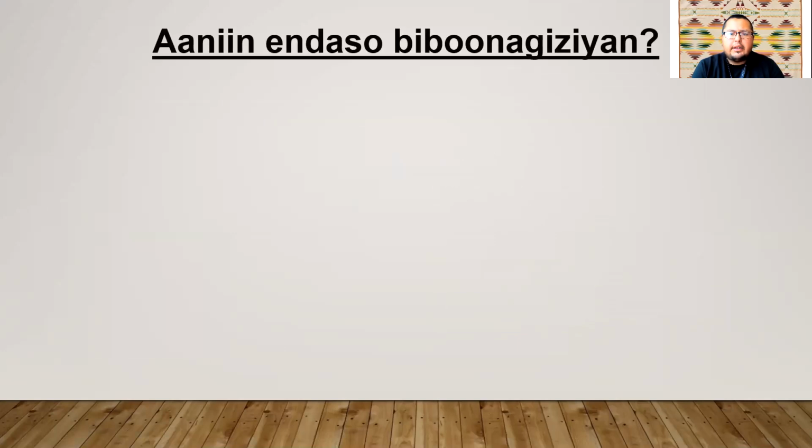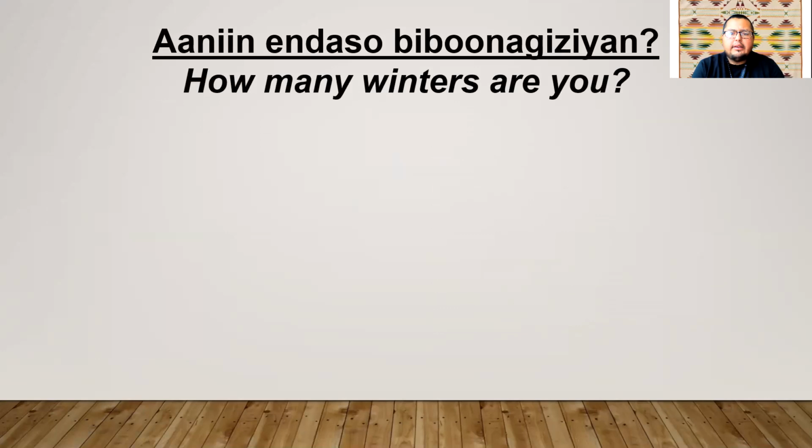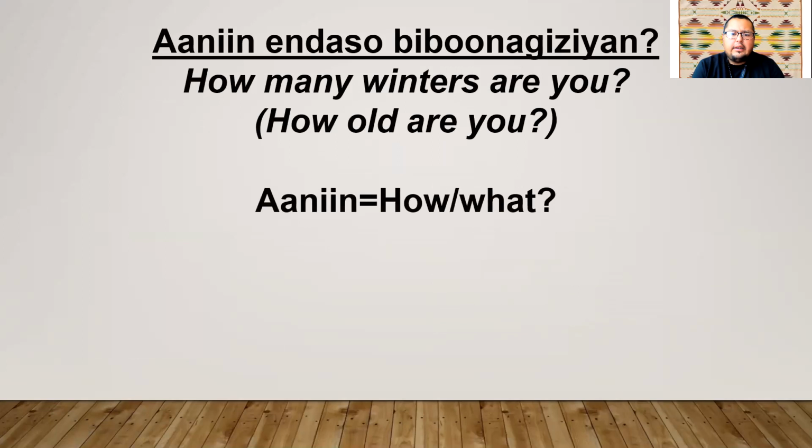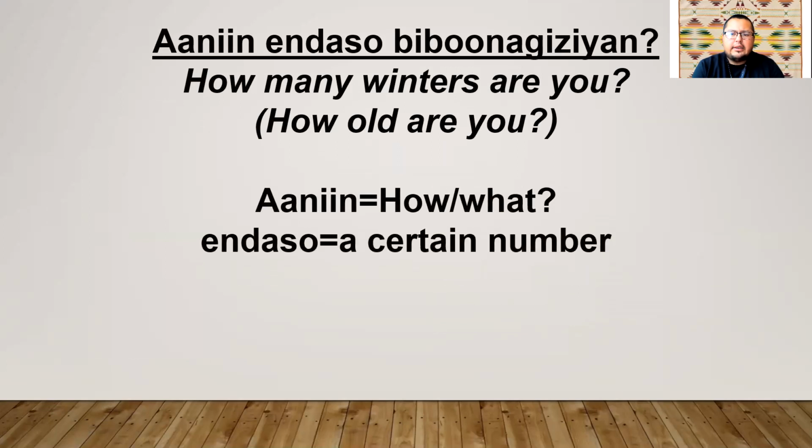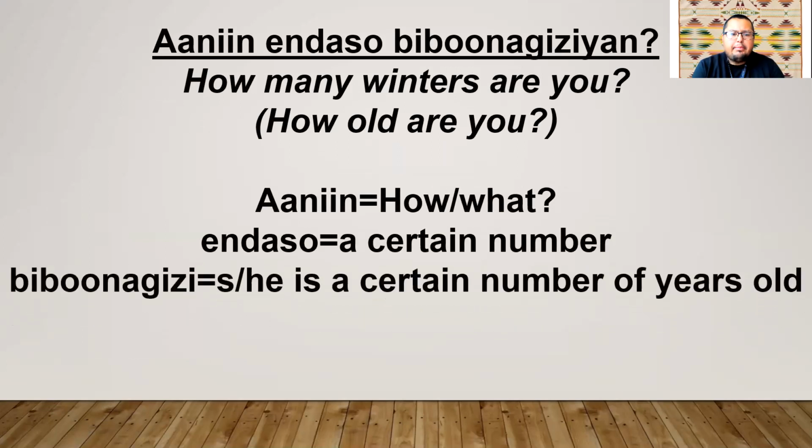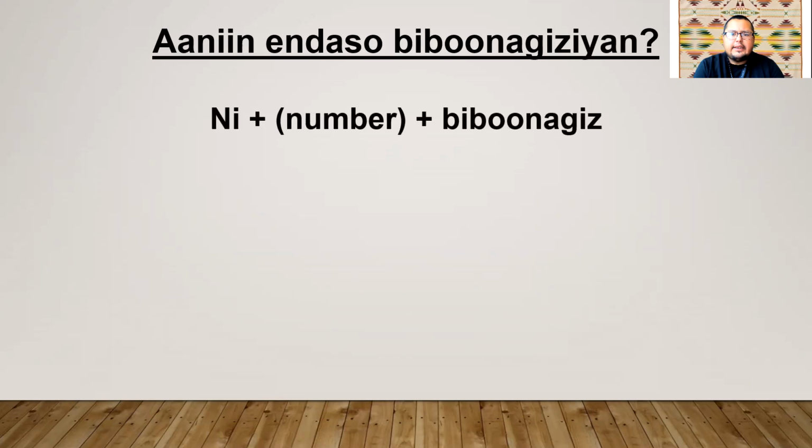Anin endaso-biboonagiziyan. How many winters are you? Or how old are you in this? Anin, how or what. Endaso, a certain number. Biboonagizi, she or he is a certain number of years old. And yan is our B form talking about you. How many winters are you? As you can see, that word biboon in there is winter in Ojibwe.